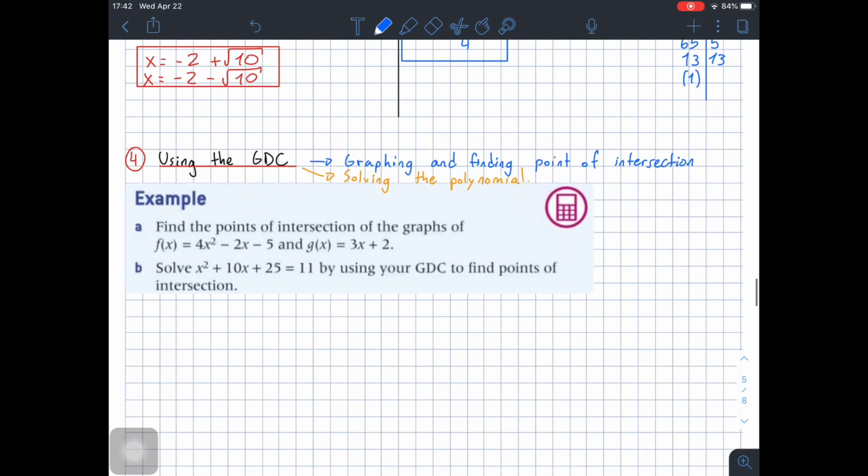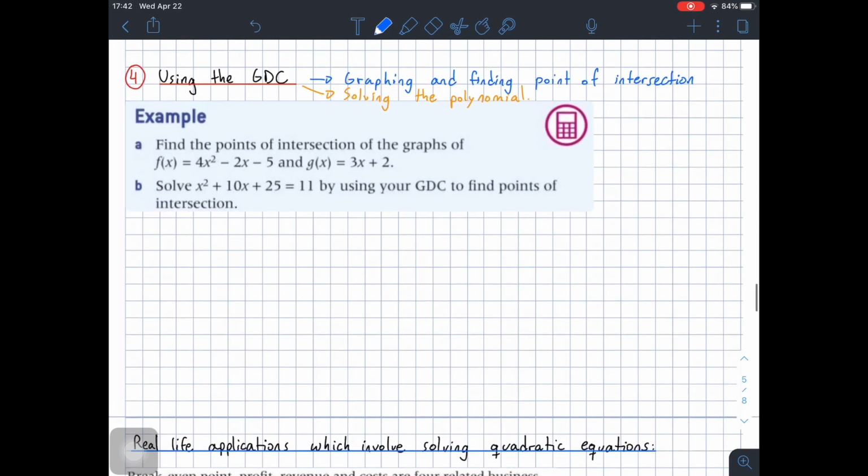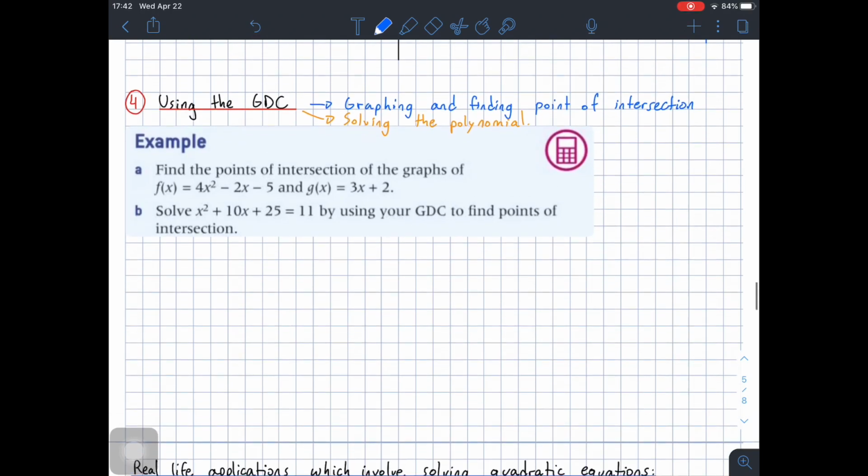Okay, finally, we're going to see the fourth method, which is using the graphic display calculator. There are two ways to solve quadratic equations using a calculator. The first one is to graph and find points of intersection, and the second is by solving the polynomial, and I'm going to show you both ways. I'm going to do one way in the first example and the other way in the second example.